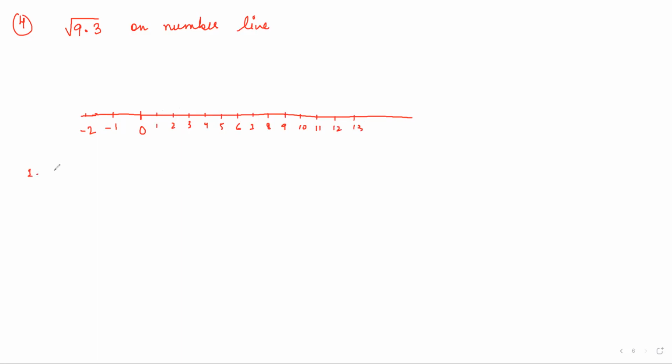Now the first step is that you take a line segment, right? And you take the distance 9.3, whatever number is inside the square root. So you mark the distance 9.3. It will be somewhere here. Understood? You have to do it on graph paper actually. For this question, use a graph paper. So somewhere here you have your 9.3. Mark this point as O, and this point you call B. Clear? So basically the OB distance is how much? 9.3.